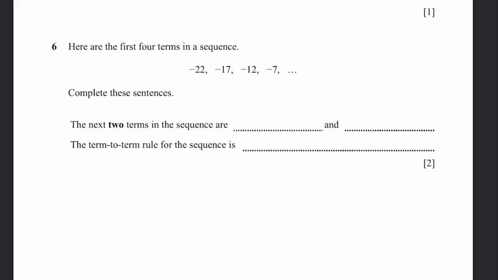Here are the first 4 terms of a sequence. Complete these sentences. The next 2 terms in the sequence are dash and dash. Well, in the sequence, the term-to-term rule is plus 5, plus 5, plus 5. And the next 2 terms will be minus 7 plus 5, which is minus 2, and the minus 2 plus 5, which is equal to 3. So minus 2 and 3. The term-to-term rule for a sequence is, as I just said, plus 5 or add 5.